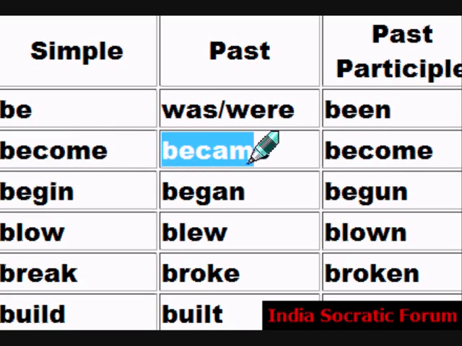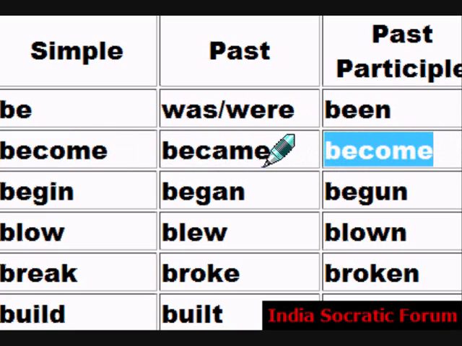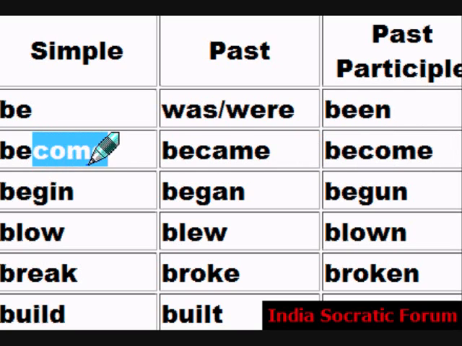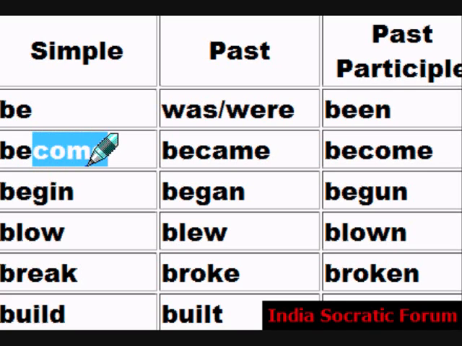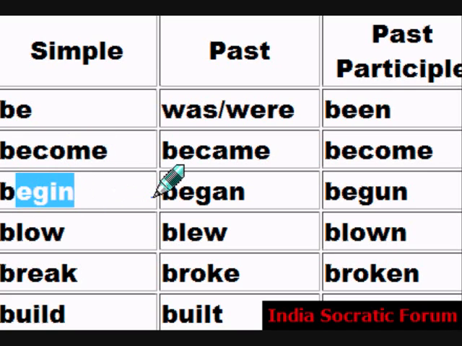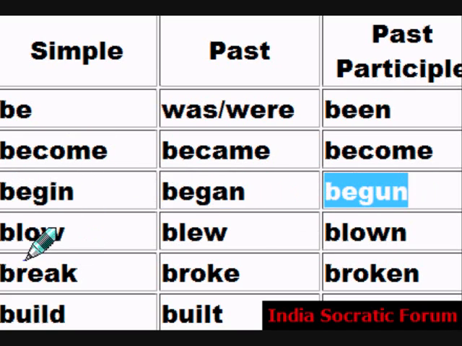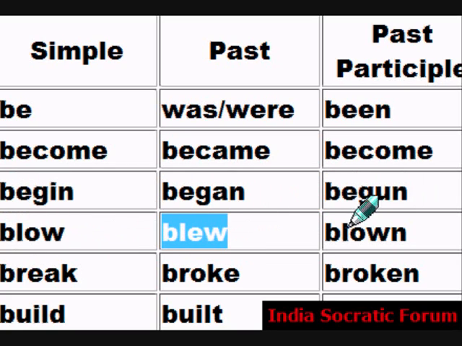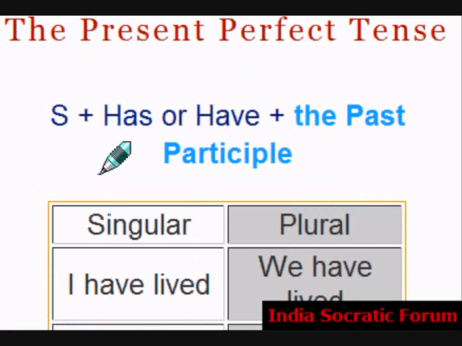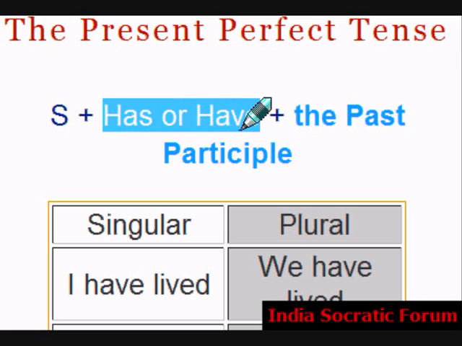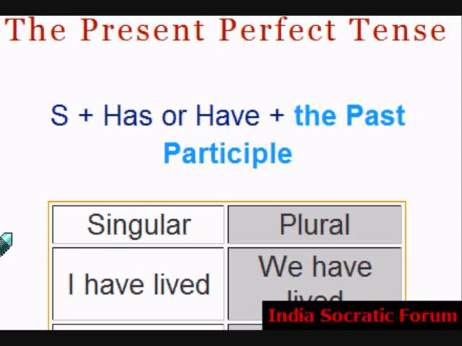Become, became, become. These are all irregular because the past tense form is different from the simple form. Okay. Begin, began, begun. Blow, blew, blown. Okay. This is how we use the past participle. So you have to have the subject like I, you, etc. plus the has or have verb, then the past participle.